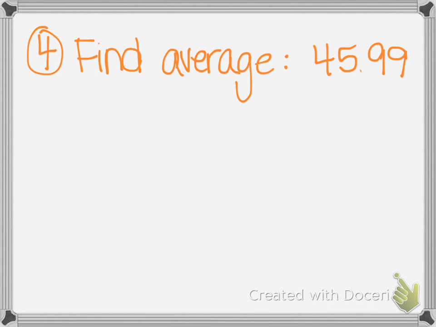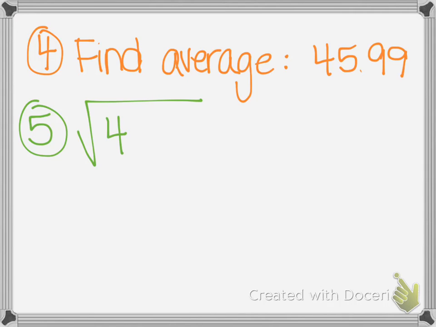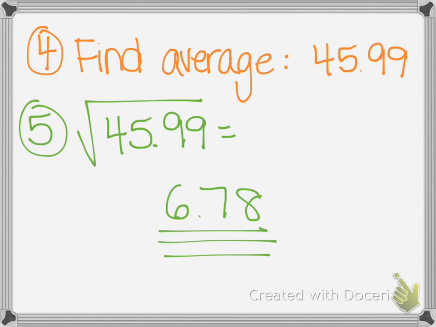And when I do that, I get 45.99. And our last and final step to find standard deviation is to take that average and take the square root of it. And when I do this, I get 6.78. This is my standard deviation. And the symbol for standard deviation looks like this. Standard deviation in terms of x.